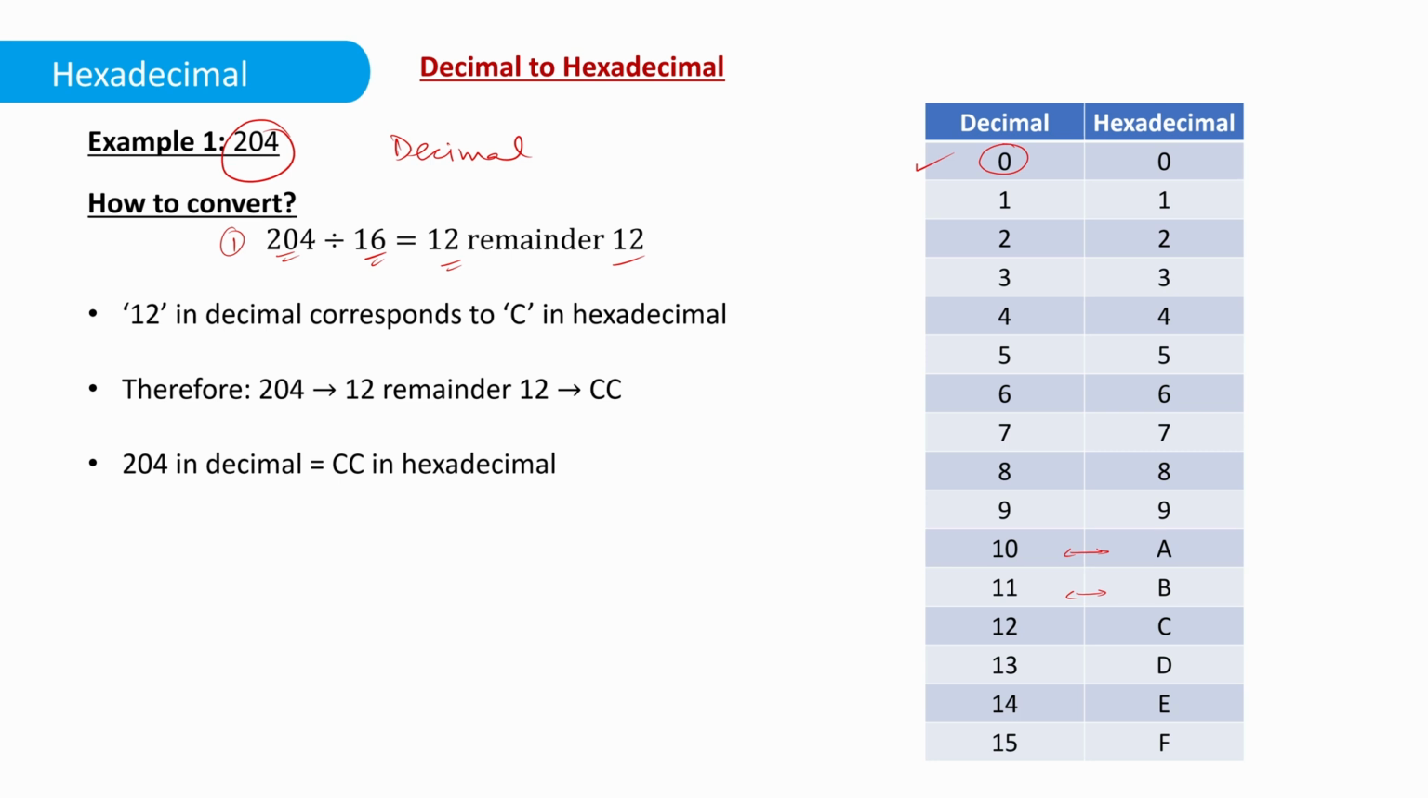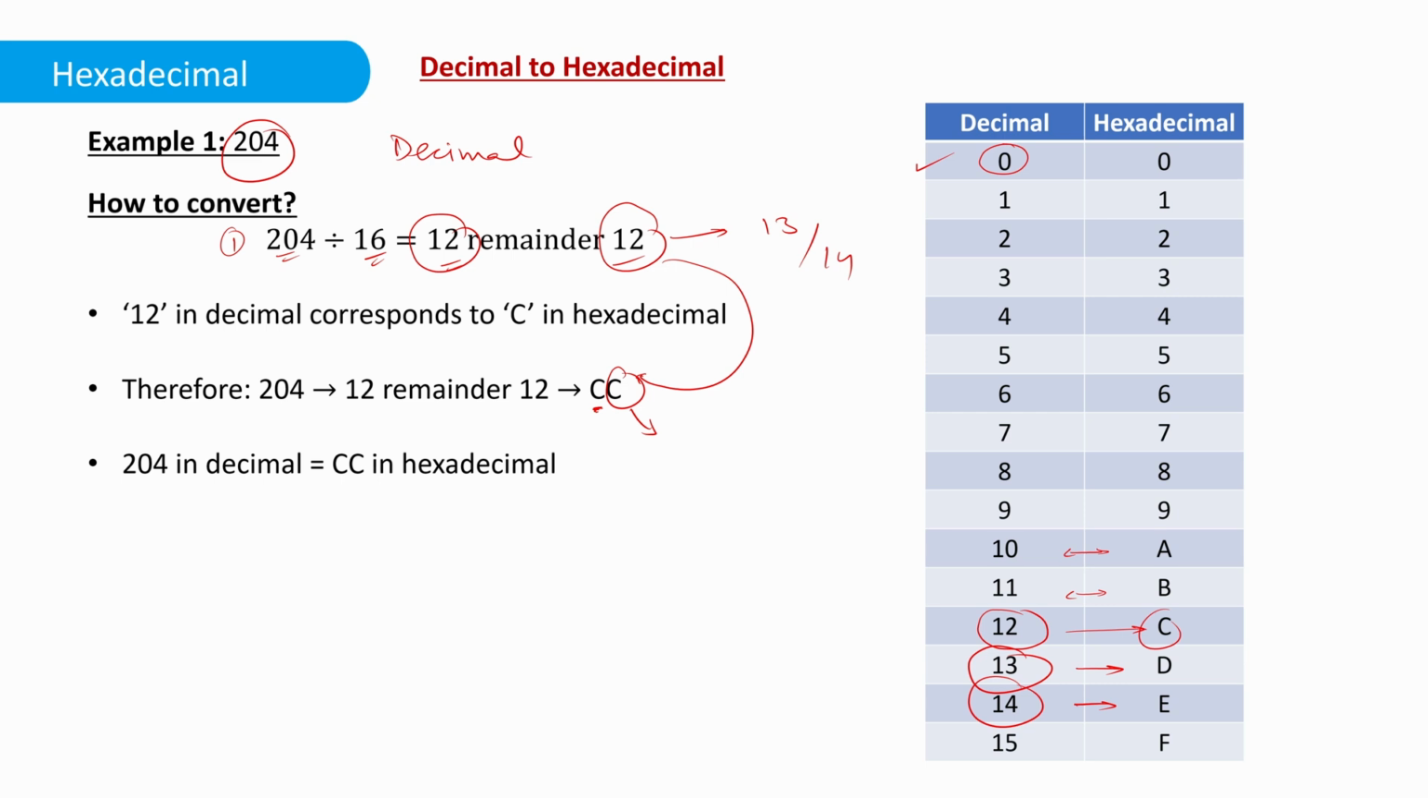After this division, we need to look in this table. So 12 in decimal, if you look over here, corresponds to C. So this 12 becomes C, and after that, we have a remainder of 12, which also becomes C. If this was 13 or 14, let's say, then this C would be different. We would look at these numbers, 13 or 14, and see which digit or alphabet it corresponds to. If it was 13, we would write D. If it was 14, we would write E.